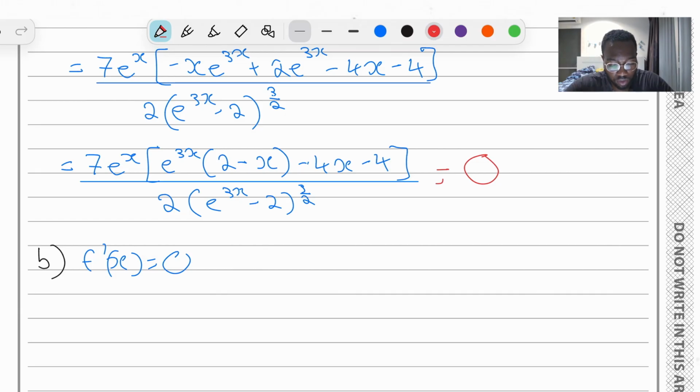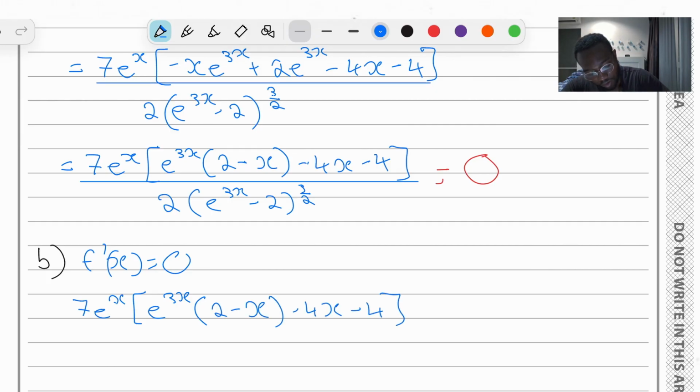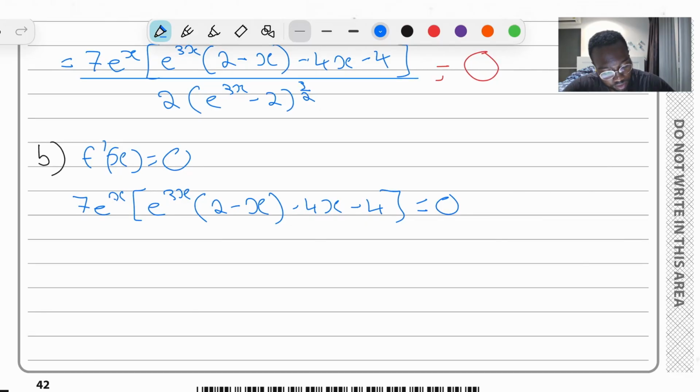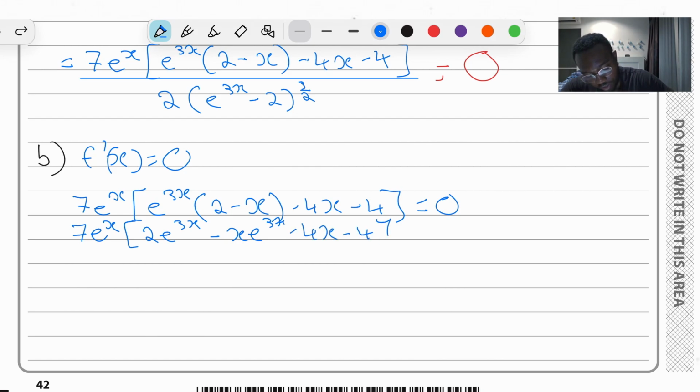That's fairly easy. We know that the denominator cannot be equal to 0, therefore the numerator has to be equal to 0. So we get 7e to the x of e to the 3x minus 4x minus 4, and that is equal to 0. So if we work this out and expand it, we get 7e to the x, then 2e to the 3x minus x e to the 3x, minus 4x minus 4, in the square brackets equal to 0.